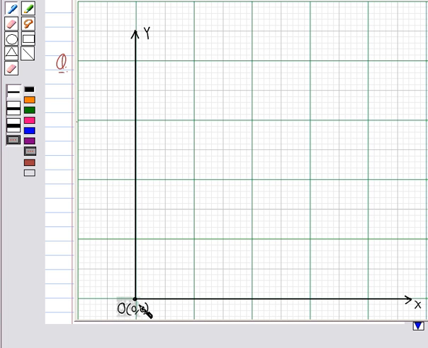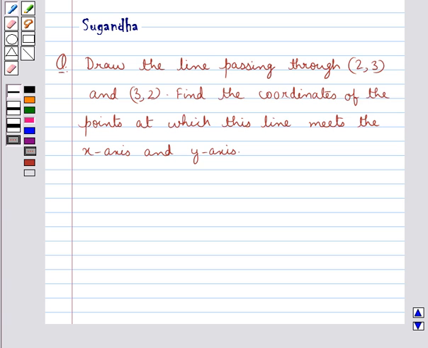Now we mark the points on the x-axis and the y-axis. As you can see on the graph, we have marked the points on the x-axis as well as on the y-axis. Next we have to locate the points (2, 3) and (3, 2) on the graph.